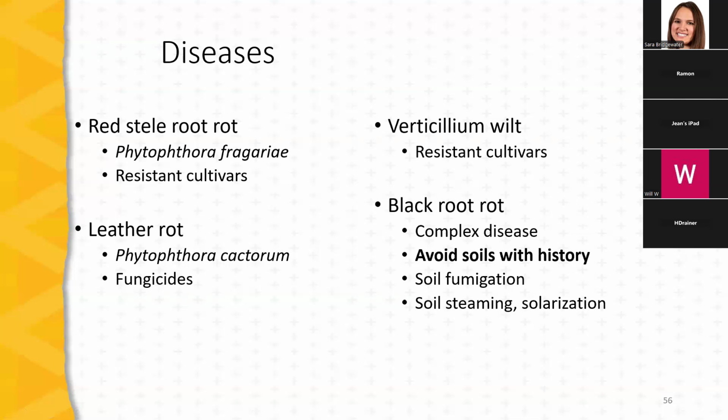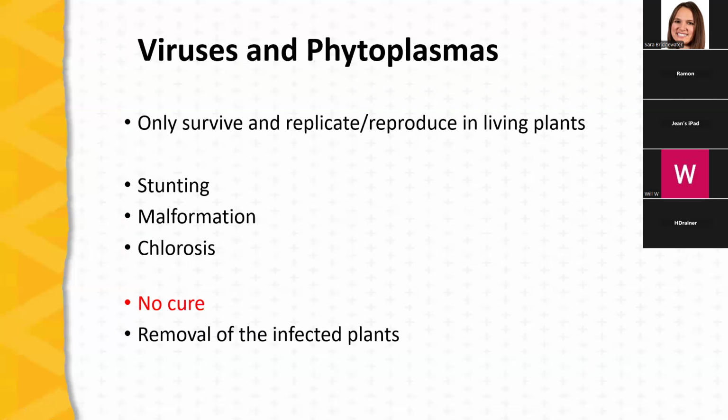Commercial growers will have to fumigate. You can do soil steaming, that is expensive, or you can solarize a little bit. Yeah, solarization will help, but it's not a silver bullet. There are viruses and phytoplasmas. If the plant is infected, there is no way to get rid of the problem. Usually you see that by stunting growth, malformation, chlorosis, and there is no cure.